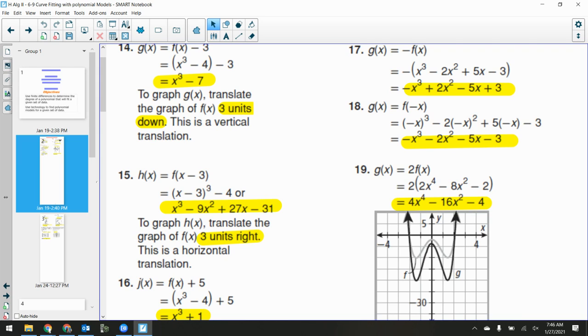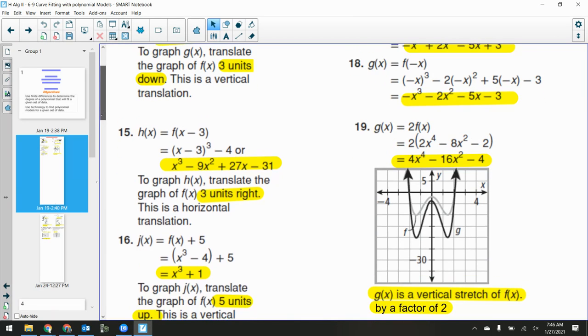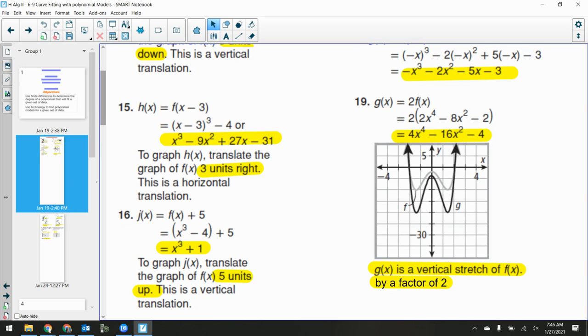And that's what we see in number 18. It's only changing the sign of the x to the third and the x. The x squared and then the constant stay the exact same sign. And then here's number 19. It's a vertical stretch by 2. And we can confirm that. We see that it is stretched out this long way by 2. You just multiply everything by 2.